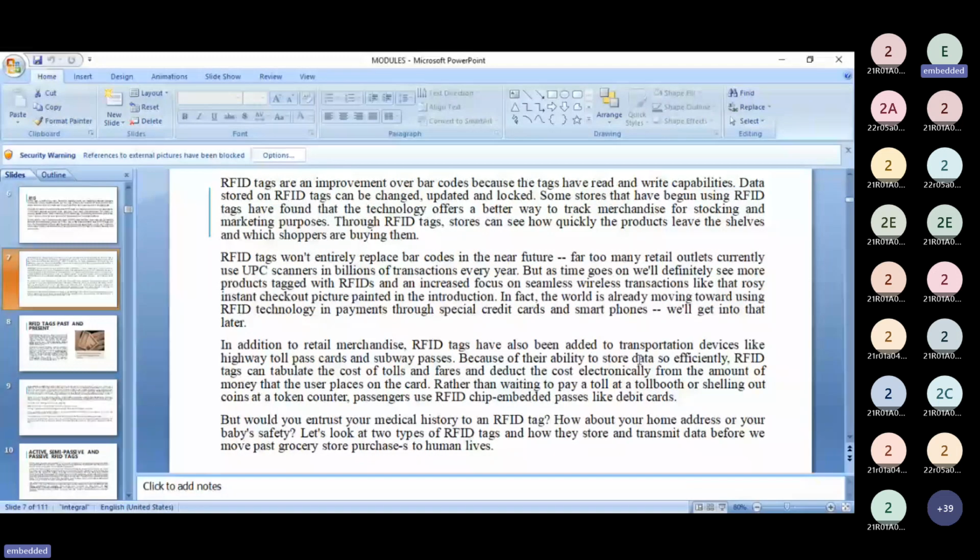In addition to retail merchandise, RFID tags have also been added to transportation devices like highway toll pass cards and subway passes. Because of their ability to store data so efficiently, RFID tags can tabulate the cost of tolls and fares and deduct the cost electronically from the amount of money that the user places on the card, rather than waiting to pay a toll at the toll booth or shelling out coins at a token counter. Passengers use RFID chip embedded passes like debit cards.